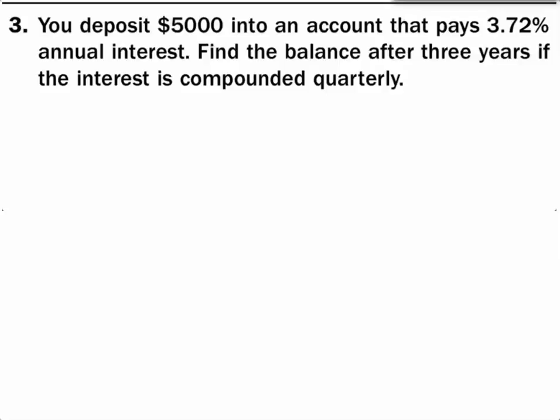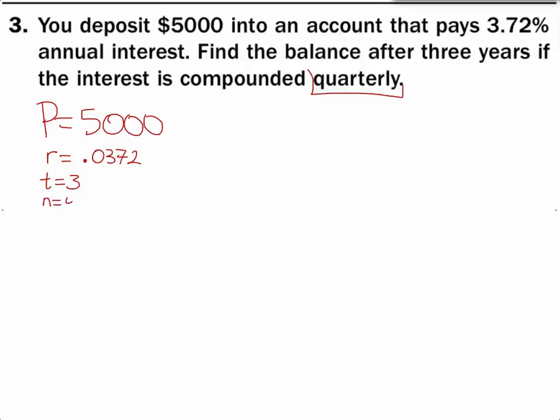Okay, so you deposit $5,000. P equals 5,000. Pays 3.72% annual interest. R equals 0.0372. Find the balance after 3 years. T equals 3. If the interest is compounded quarterly, that means it happens 4 times a year. And since it's compounded quarterly, that means N equals 4.